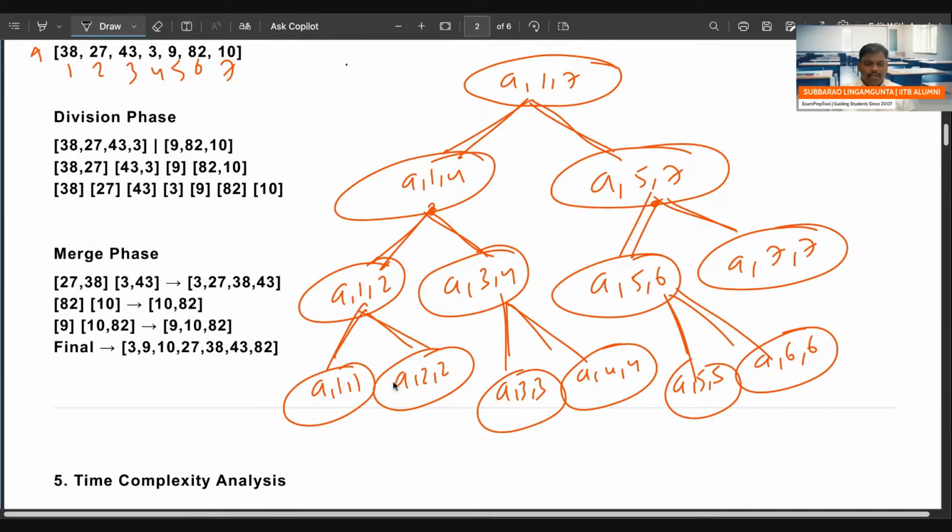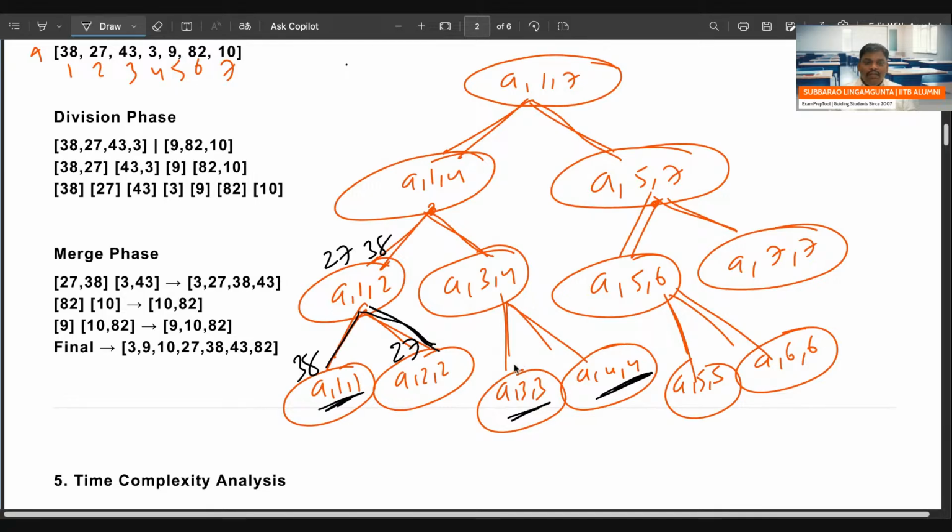See this one, combine. Left one element. What is the first element? 38. Right, second element. What is the second element? 27. Now I am doing combine. Remember, combine is nothing but left one element, right one element. After combining two elements in the sorted order, it became 27, 38. It's called combine.